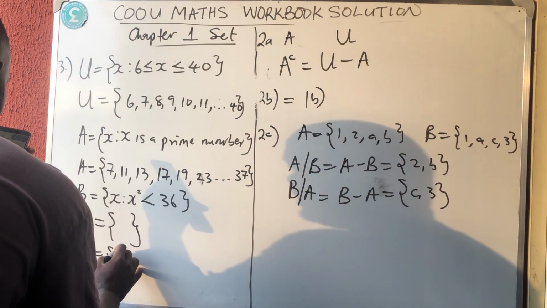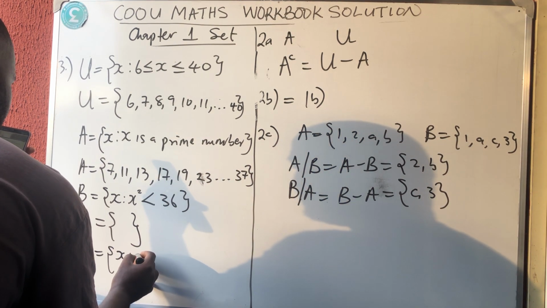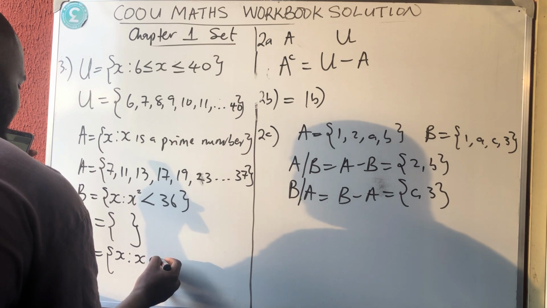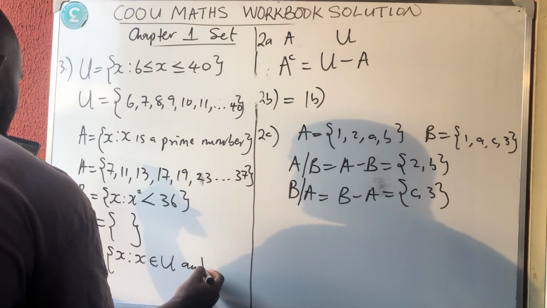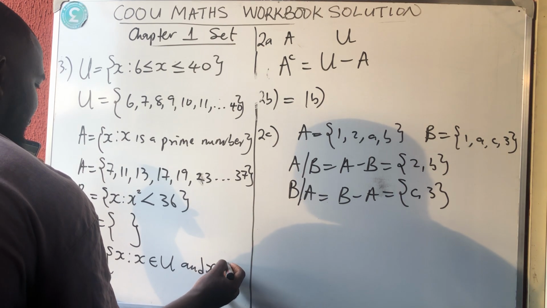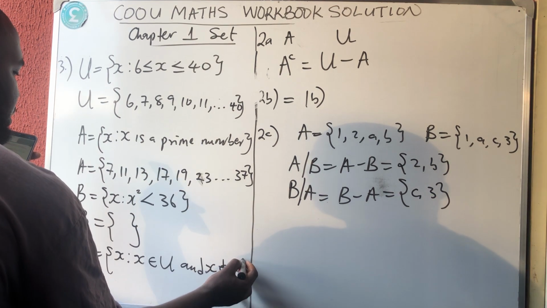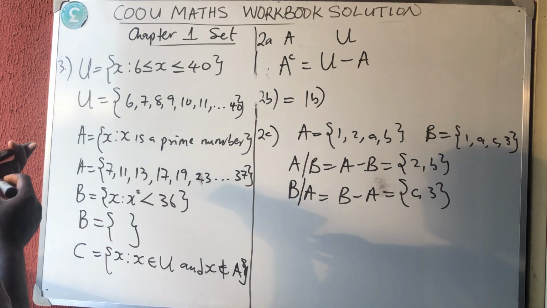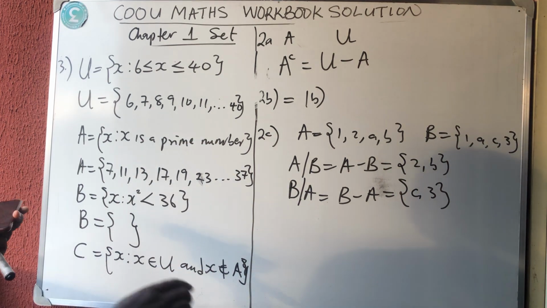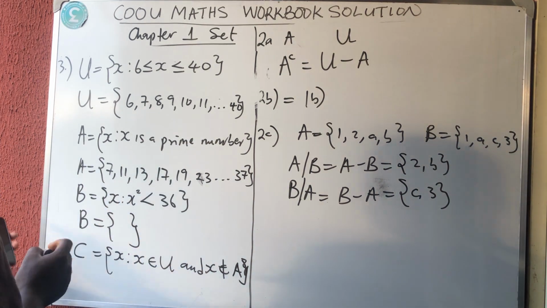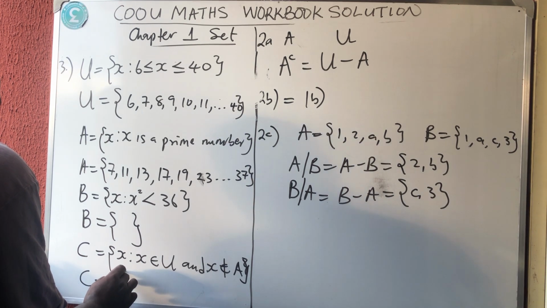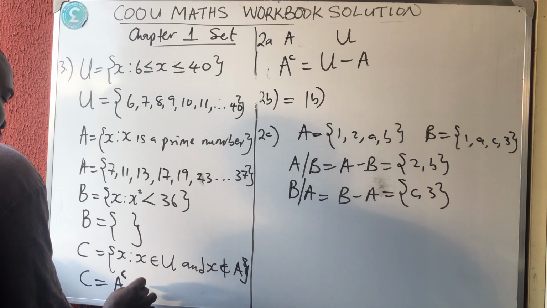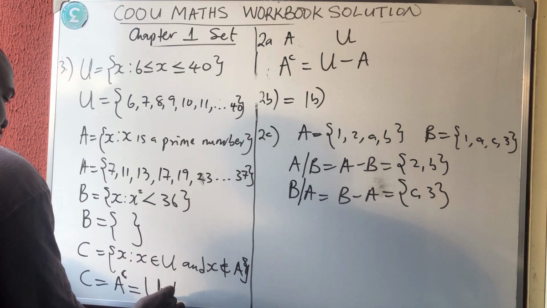C is a set of x such that x is an element of the universal set and x is not an element of set A. What does that mean? If it is an element of the universal set but not an element of A, it means that C is equal to A complement. And A complement means what? The universal set minus A.